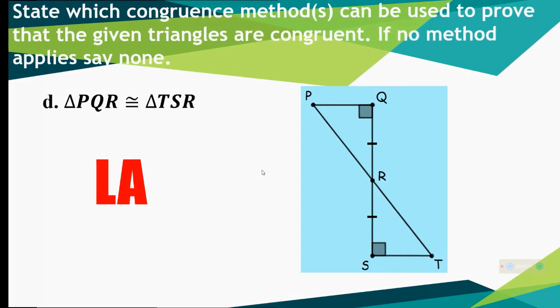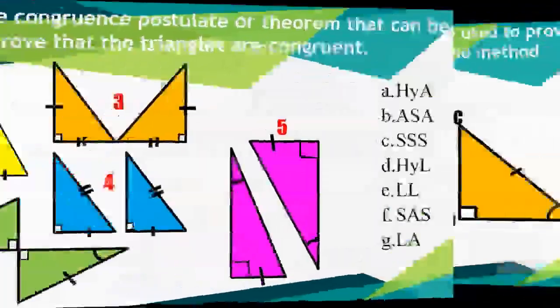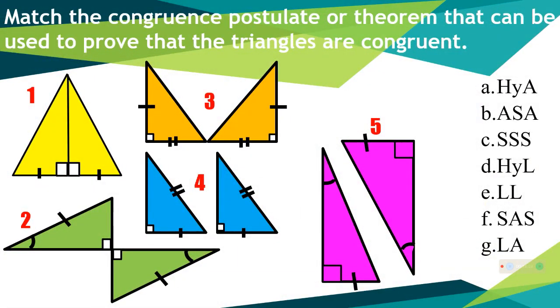Okay, and for the last, let's have this one. We have triangle COD and triangle RMN. So this is what part? This is what part? And also on the other triangle. So they are congruent by, okay, correct, by HYA, or the hypotenuse and acute angle congruence theorem. Okay, is there any question? If you have no questions, let's have this exercise.